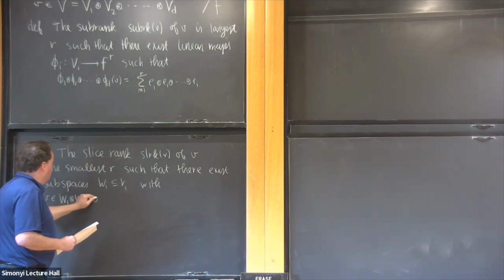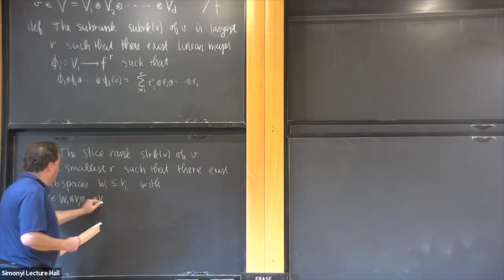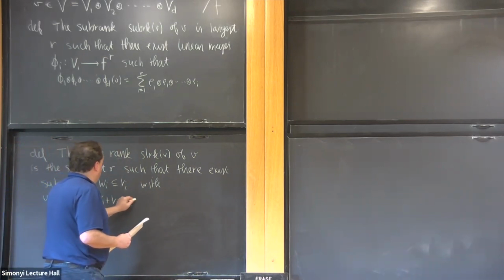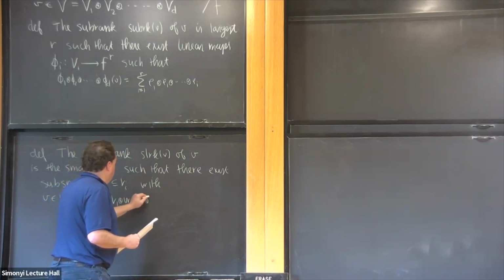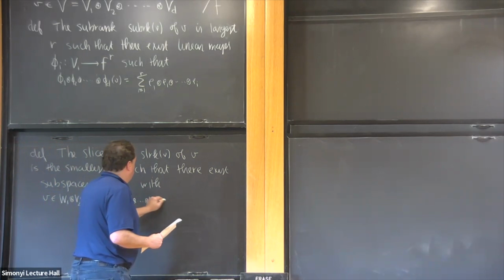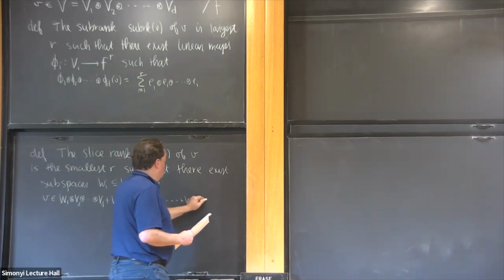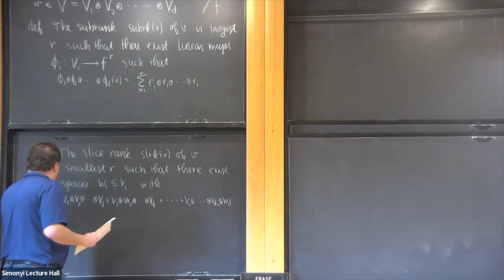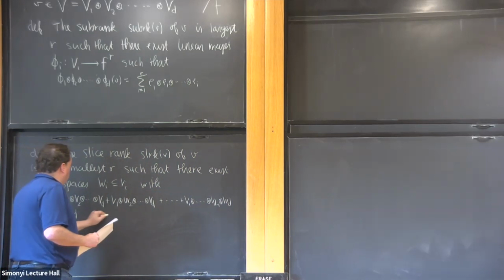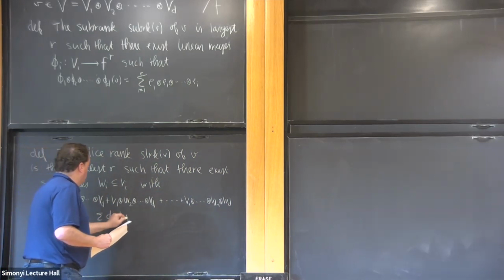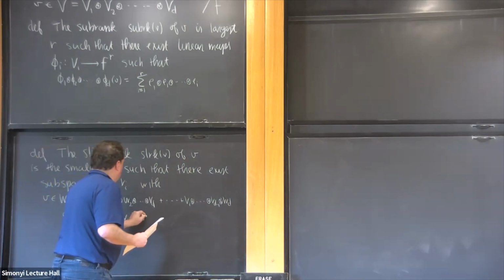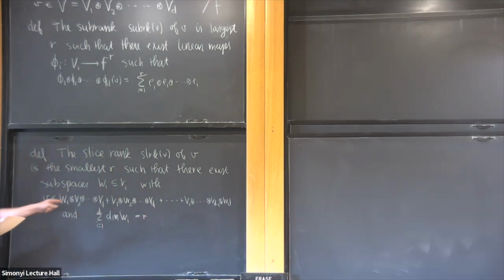So you think of this sort of as a slice of the whole space V, and then here's a second slice in the second mode of this tensor space, plus dot dot dot plus V_1 tensor dot dot dot V_{d-1} tensor W_d. And the sum of the dimensions of the W_i is equal to R. We try to fit this v into these R slices.